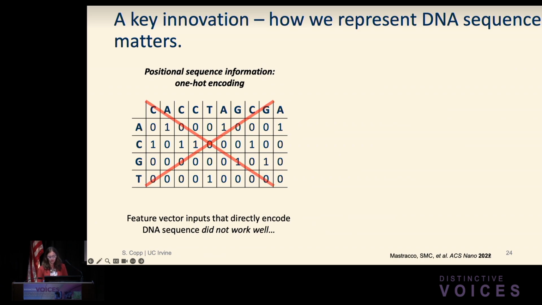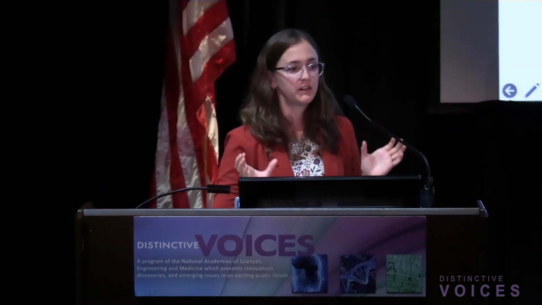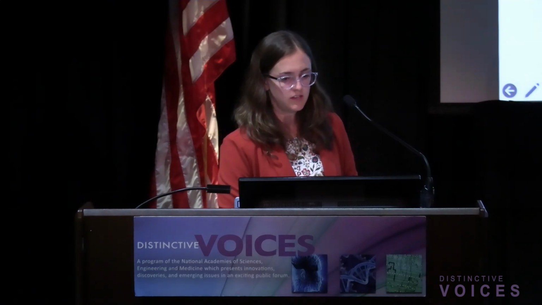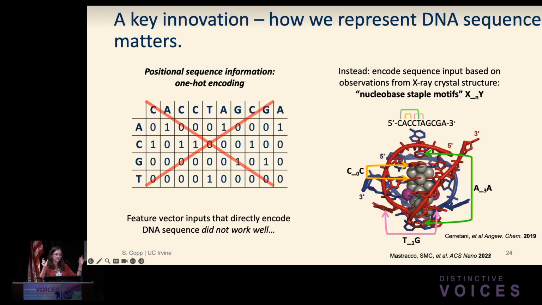So Peter's idea was inspired by that same crystal structure I showed you before. He noticed that there were certain molecular motifs for how the DNA wrapped around the nanocluster. And he thought maybe if we represented sequence in a way that could allow these models to learn those types of molecular motifs, that we would be able to better train the machine learning model. So he developed what are called nucleobase staple features, or motifs, that tell us about positions of 2 nucleobases relative to one another. And this turned out to be very important for the success of this project.